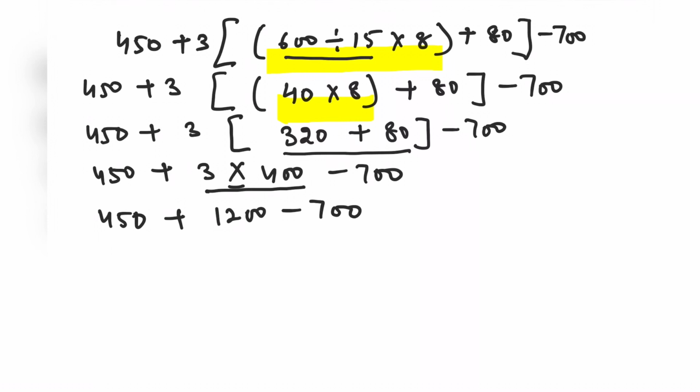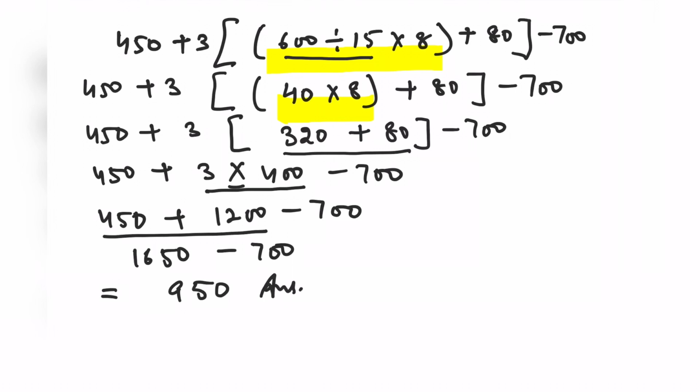Now in this line, we have only addition and subtraction. We'll take the positive signs together. 450 plus 1200, we get 1650 minus 700. Now we have the answer, 950. This is the answer. We solved this sum step by step with the method of BODMAS.